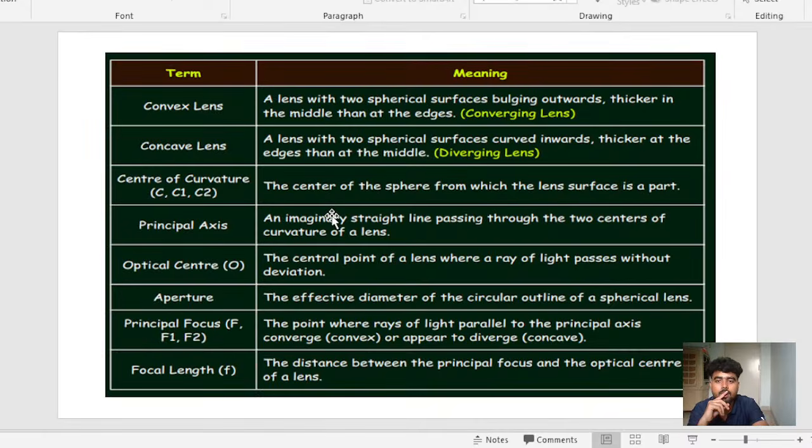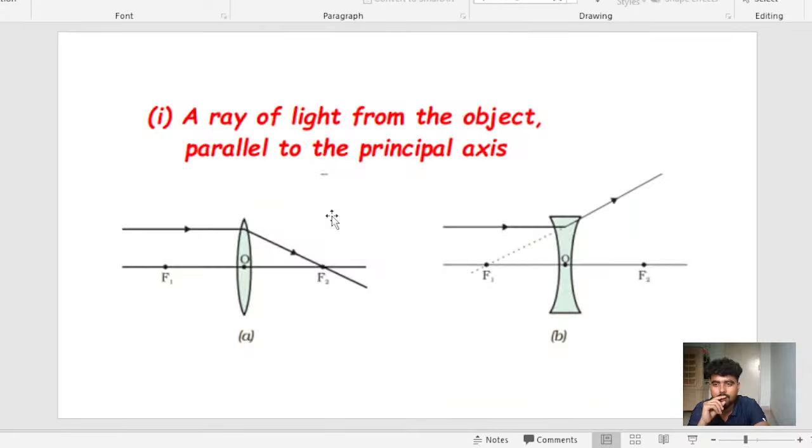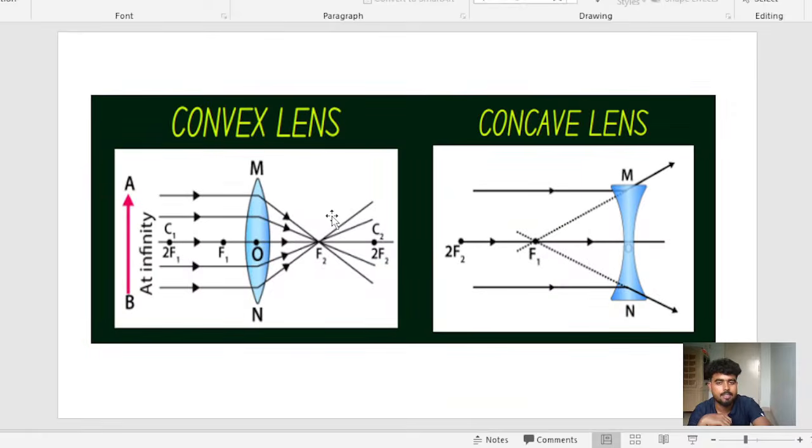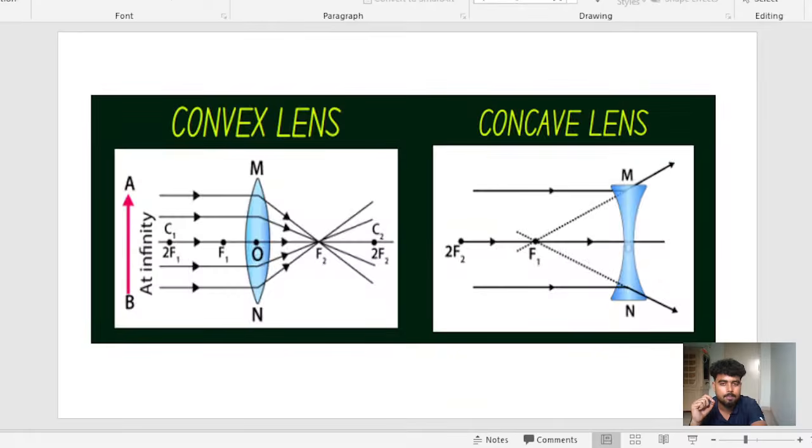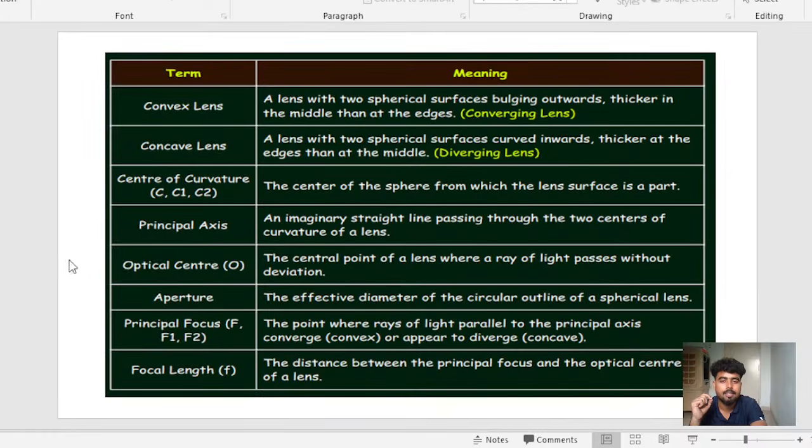Now we are moving to the lens. First of all, we want to know what are the things present in the lens. Here we already know something. This line is called the principal axis. Now we want to know two different terms. The center point is not the pole. Here it is called the optic center.